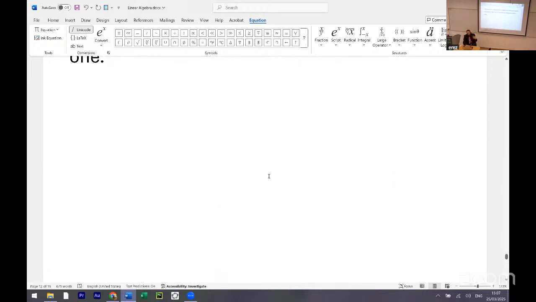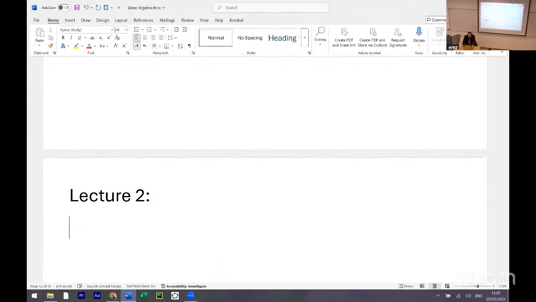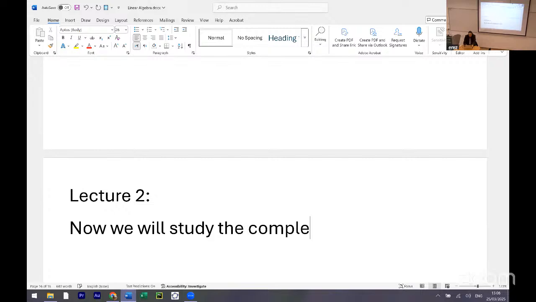The concept of meaning for students usually means geometry. But now we will see the same complex numbers. It's not a new subject. These are the same numbers with the same operations, but now we will look at them geometrically. Now we will study the complex numbers geometrically.